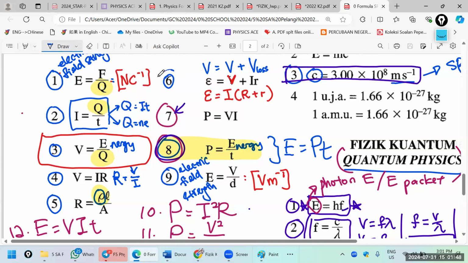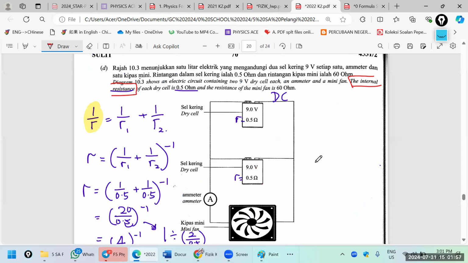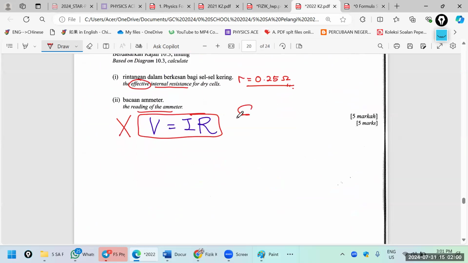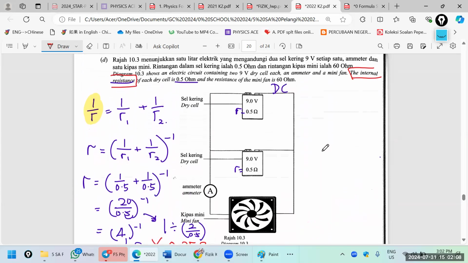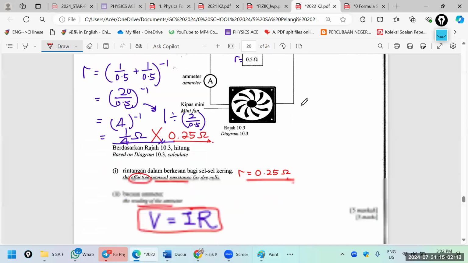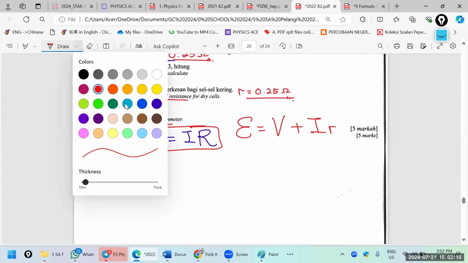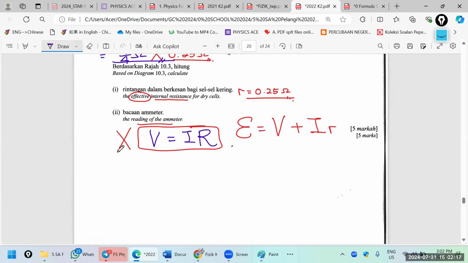Use number 6. Okay. So it will be epsilon equals V plus I small r. Okay. And actually we forgot something. Let's write in 4 first.